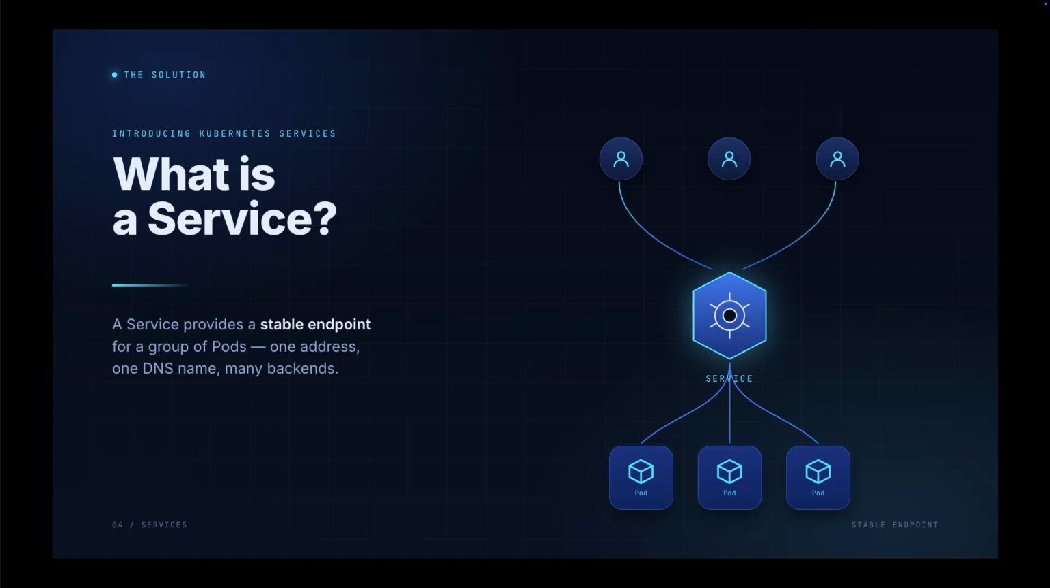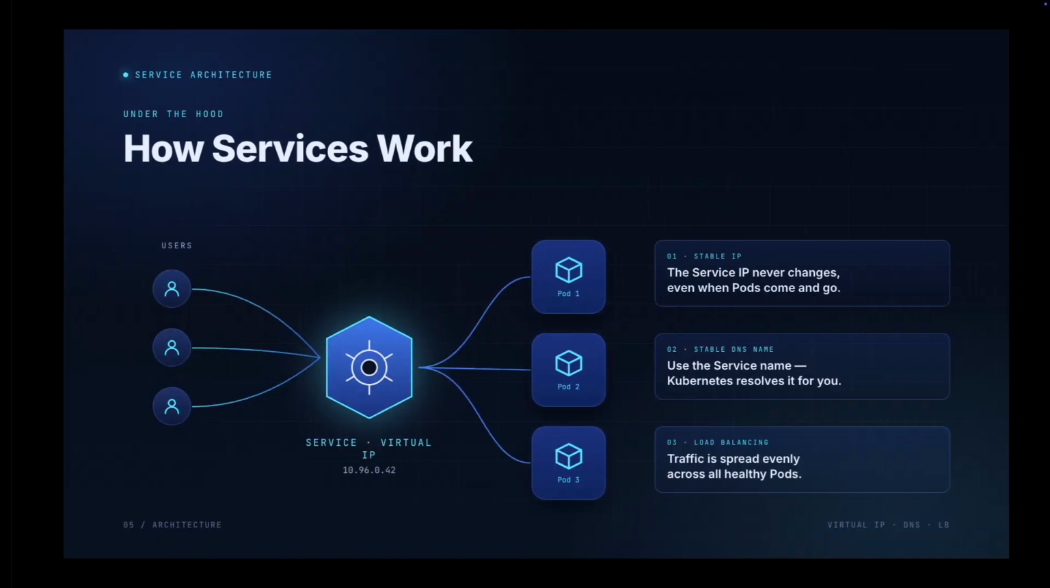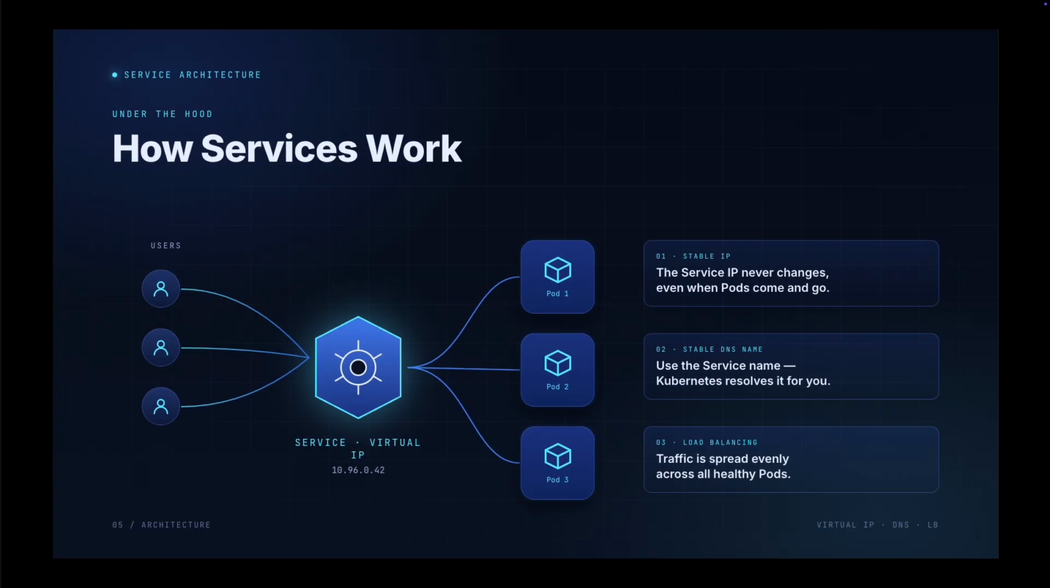Think of it as a permanent front door for your application. Clients don't need to know which pod is running or where it is located. They simply send traffic to the service. Kubernetes then automatically forwards that traffic to one of the healthy pods behind it. In this example, users connect to the service, and the service distributes requests to multiple pods running the application. This gives us stability, reliability, and a consistent way to access our workloads. But if pods can already communicate using IP addresses, why do we actually need services?